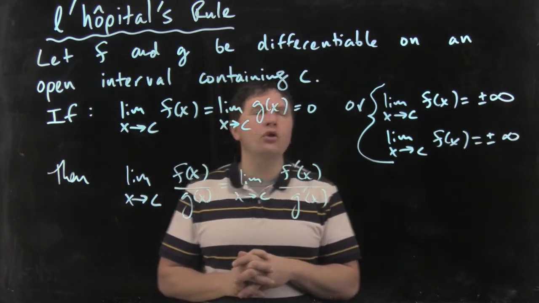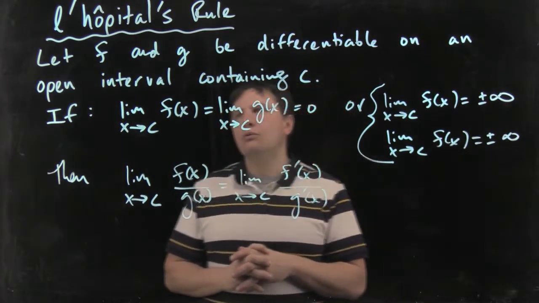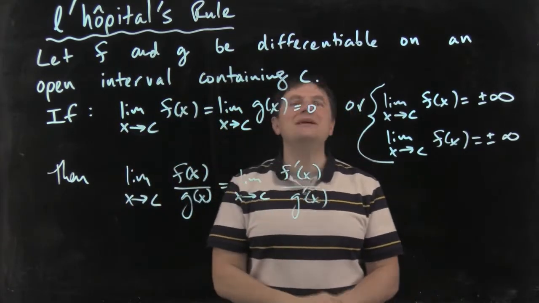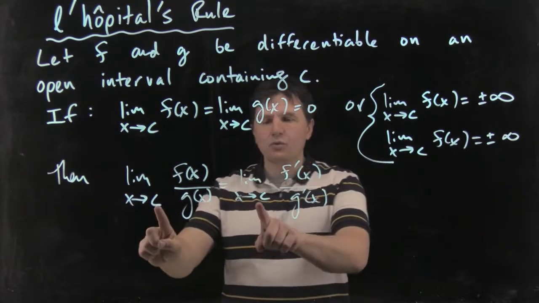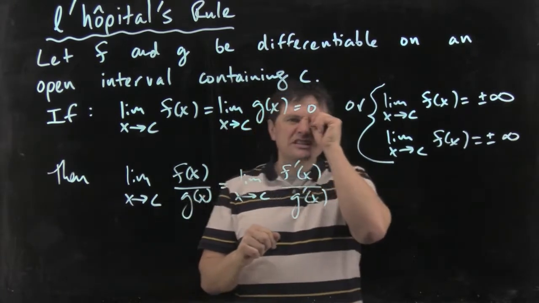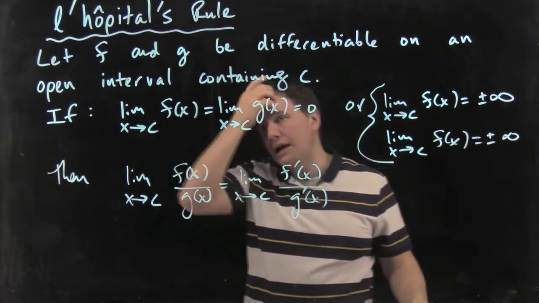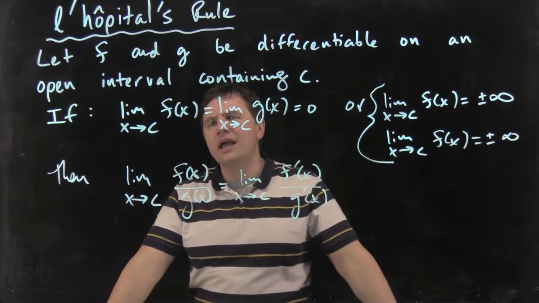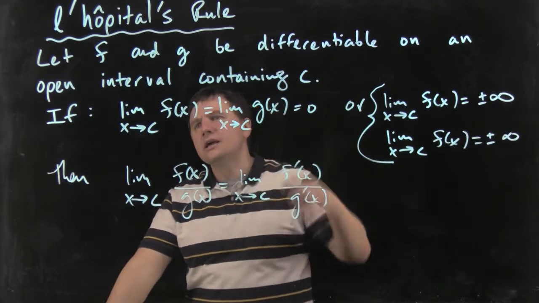So here's the deal with L'Hopital's. First of all, we're given two functions, one in the numerator, one in the denominator. They need to be differentiable at least around wherever we're taking the limit. This is something that generally isn't going to be much of an issue, but it is something we have to be conscious of.